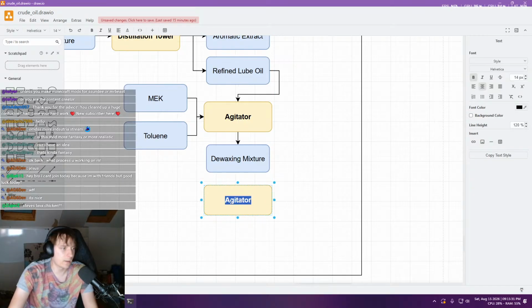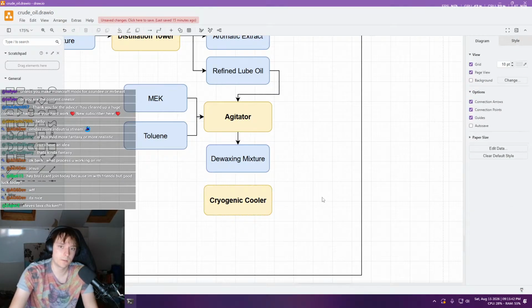Let's just put that there. Oh, it says we need a cooler. I didn't want to add a cooler, but we can have a cryogenic. Maybe.